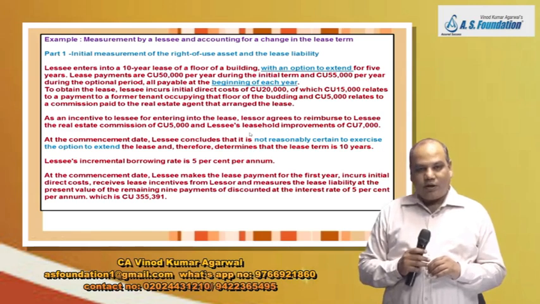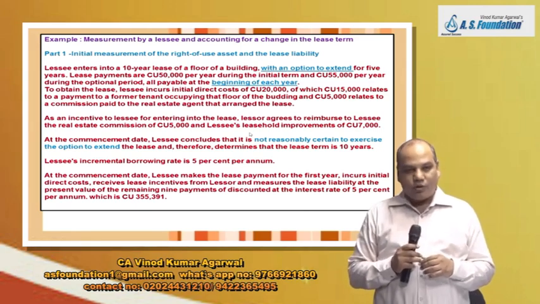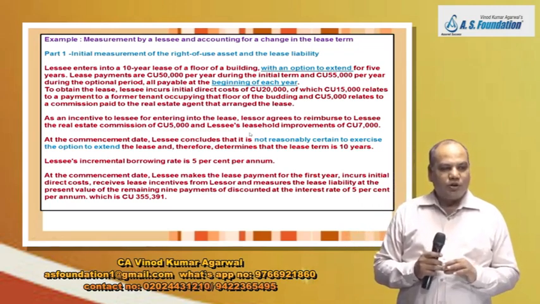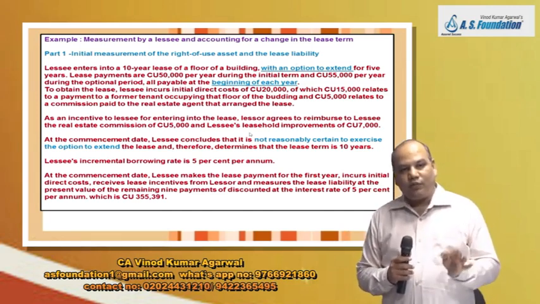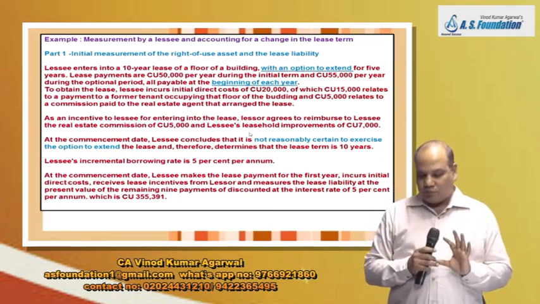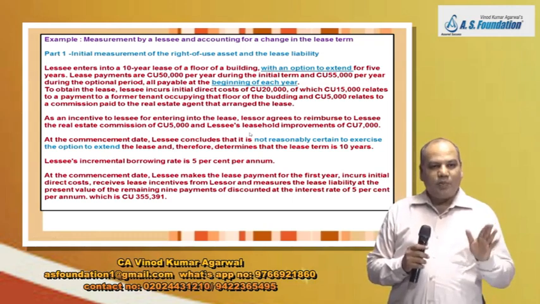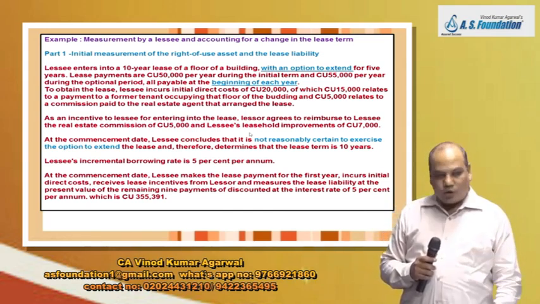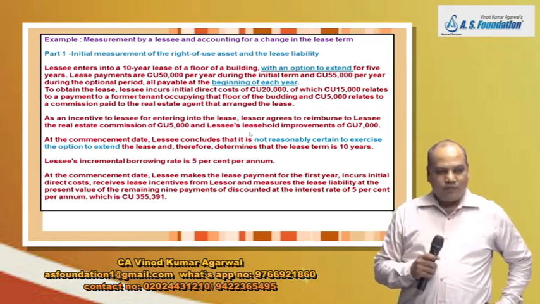At the commencement date, lessee concludes that it is not reasonably certain to exercise the option to extend the lease. First, what is my initial conclusion? Not to extend. So what is the lease term I will use for my calculation? 10 years. Means I am going to pay 50,000 rupees for 10 years, but at the beginning of the year. So for calculating the present value, what is the incremental borrowing rate? 5%. So take your calculator.